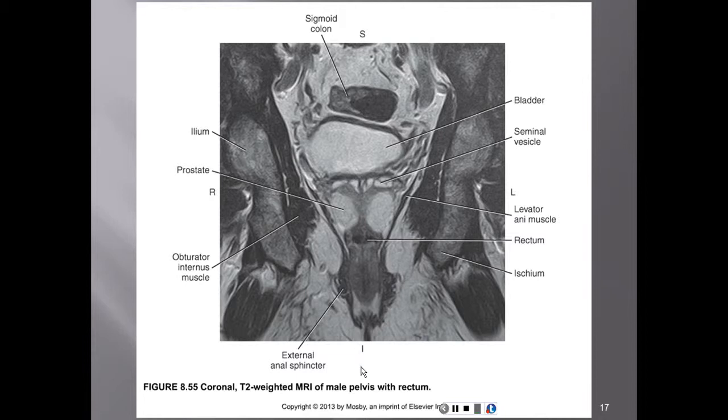Coronal T2 weighted MRI of male pelvis with the rectum. The rectum is the terminal part of the large intestine extending from S3, or sacral 3, to the tip of the coccyx. The upper third of the rectum, the rectal ampulla, has considerable distensibility. The anal canal is the distal portion of the rectum. The anus marks the exit of the anal canal.